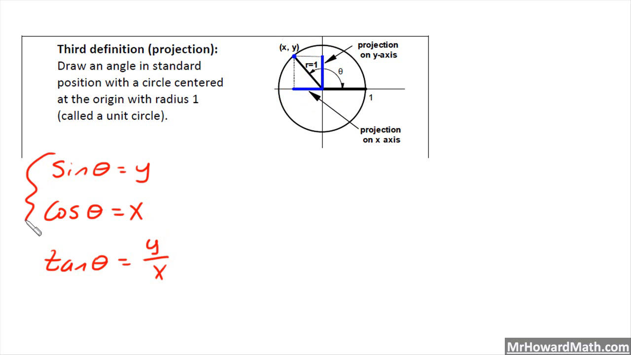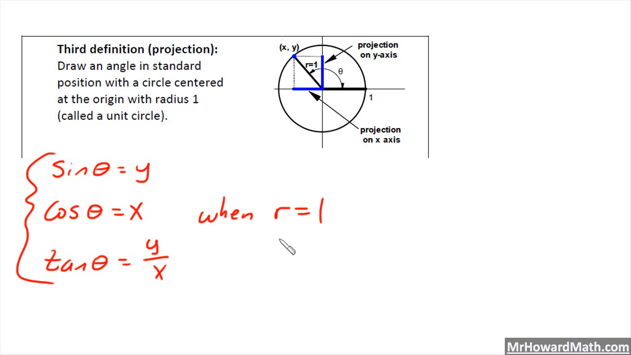So this is the main thing I want you to remember. Sine theta is equal to y, cosine theta equals x, tan theta equals y over x, when, this is important, when r is equal to 1. And that's what the unit circle is. It's a circle with radius 1. Again, we'll look at that in a lot more detail in later lessons.